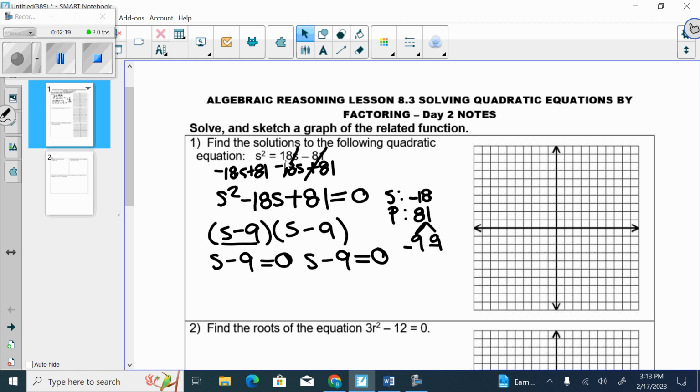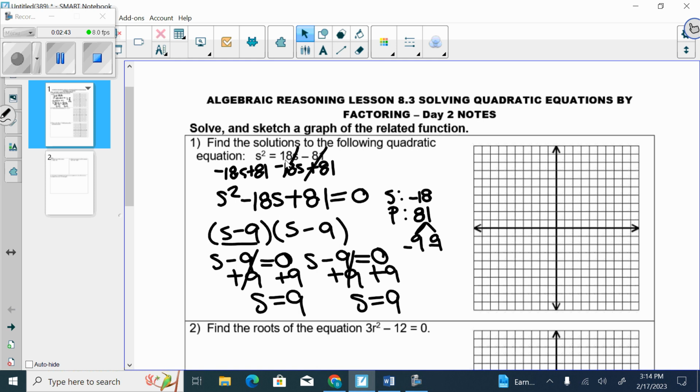So how do we solve for s? Add it. And what is 0 plus 9? 9. And I'm going to get the exact same thing for this one, right? So I end up with s is 9 for both of my answers. So it turns out we get really just one answer, right? Because they're the same. Okay?